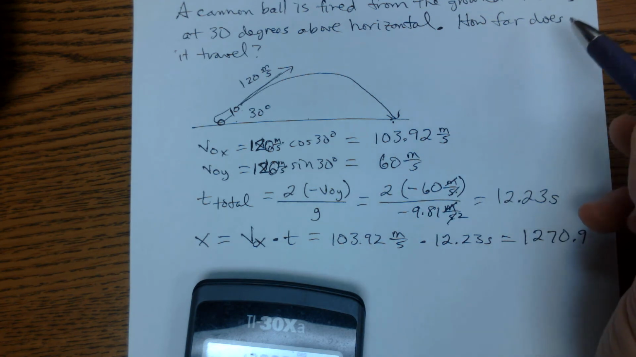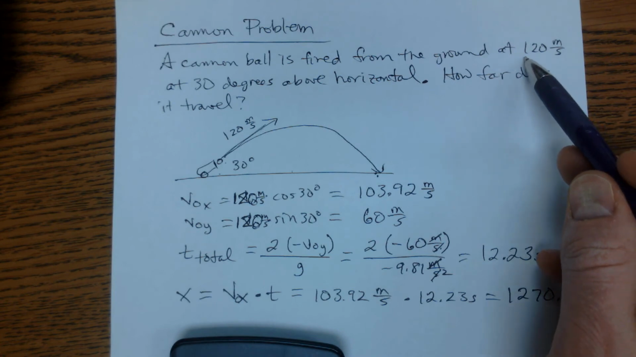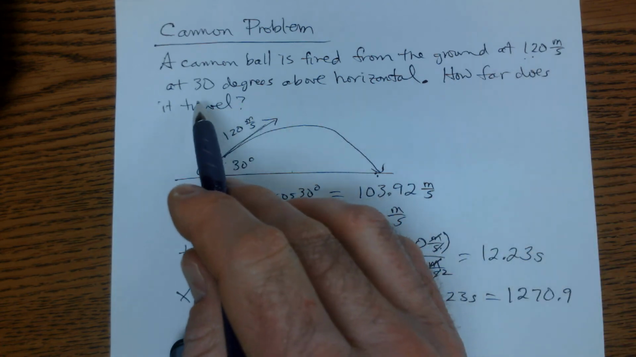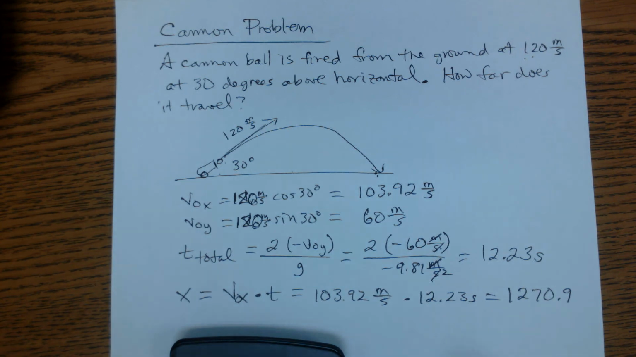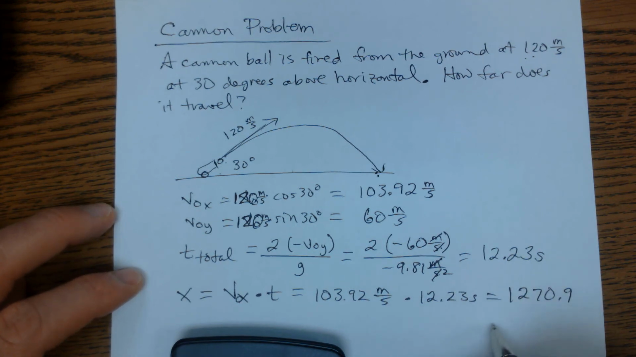Now, if we go all the way back, how accurate can we be? Well, we've got a velocity here of 120 meters per second. It's really two significant digits. 30 degrees, I guess we could call that 30.0 degrees if we were being specific. We might be able to keep three significant digits here.